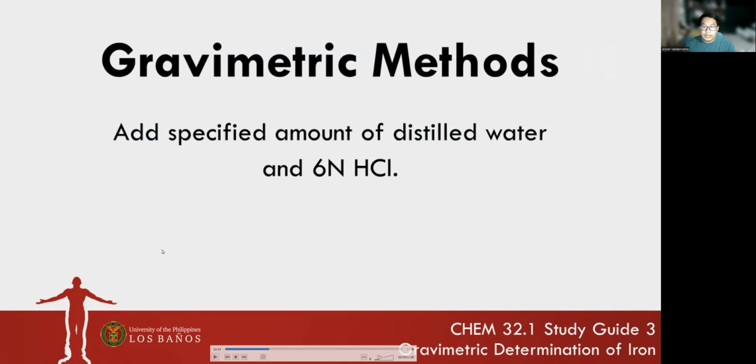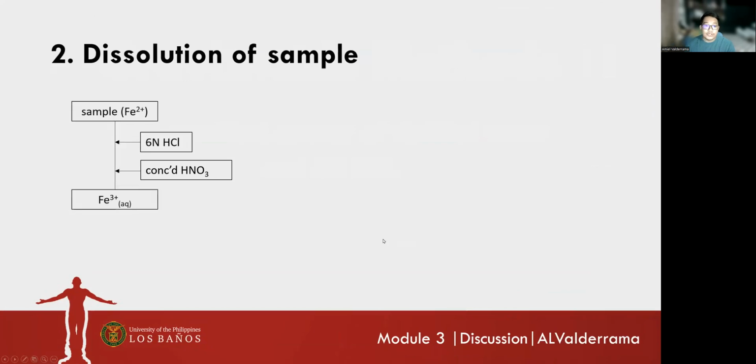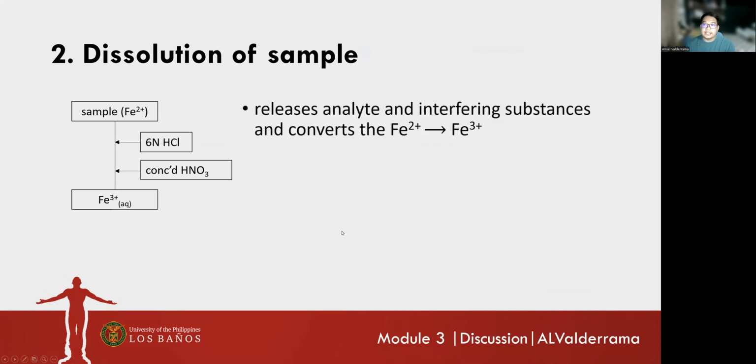So the next step will be the dissolution of your sample using your 6-normal hydrochloric acid and concentrated nitric acid. So what is the function of 6-normal hydrochloric acid? So the 6-normal hydrochloric acid liberates all the ferric and the ferrous ion in your sample. So if you have a sample and you add 6-normal HCl, what happens next is the resulting solution will have your Fe2+ and Fe3+.